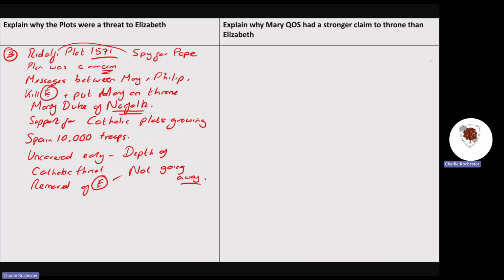The second question I'd like to go through is why Mary, Queen of Scots, had a stronger claim to the throne than Elizabeth. Now, I'm not going to go through this in huge depth. For some of these questions, I'm just going to give what your points would be. So, reason one for this one is that Mary may have been considered more legitimate than Elizabeth.